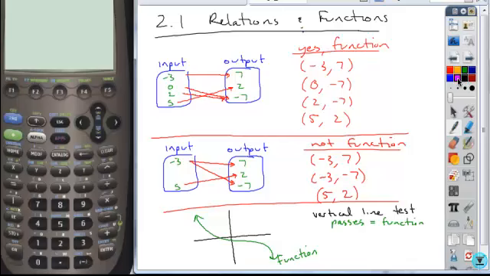And what about a circle? Does a circle pass the vertical line test? Can we find somewhere on here a vertical line that passes through our graph in more than one place? Yeah. So in this case, it fails the vertical line test, so it's not a function. A circle is not considered a function.